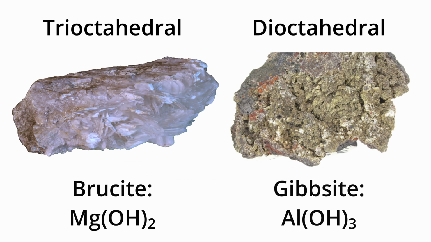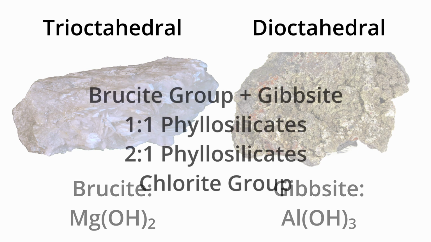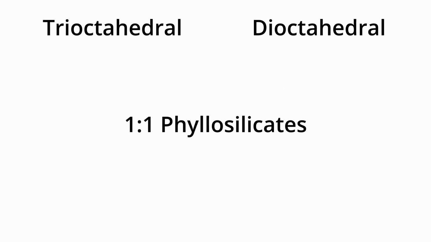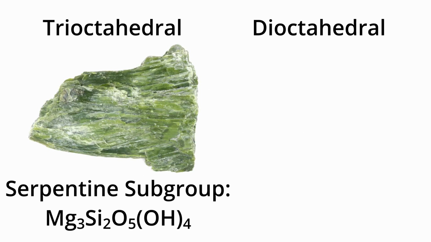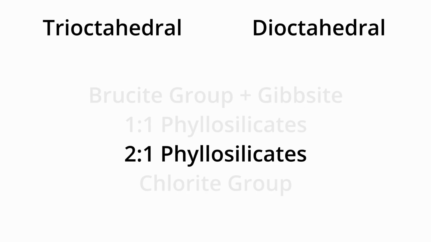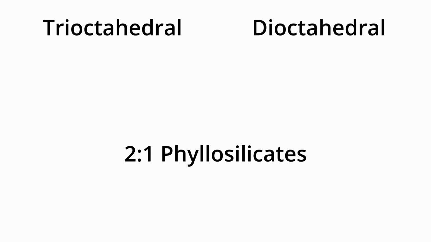But the beauty of modularity is that we can apply this principle to other minerals. The trioctahedral and dioctahedral configurations apply to all minerals that have infinite sheets of O modules. In the 1-to-1 phyllosilicates, serpentine is trioctahedral, whereas kaolinite is dioctahedral. The 2-to-1 phyllosilicates also have trioctahedral and dioctahedral forms.